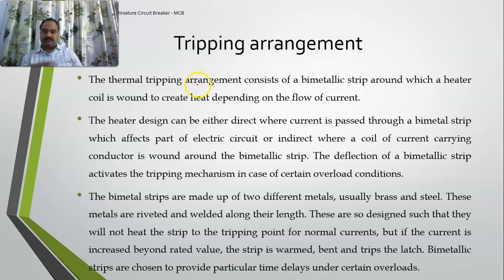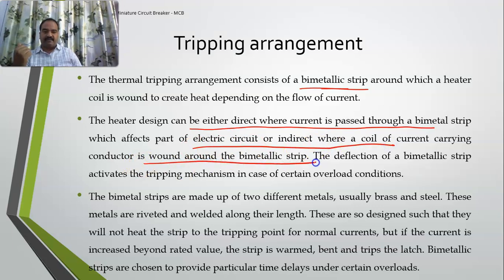Now, thermal tripping. Thermal tripping normally consists of a bimetallic strip, around which a heater coil is wound to create heat depending on the flow of current. The bimetallic strip consists of two metals which have different melting and boiling points, right? So based upon the temperature, they will take a direction. The amount of bending depends upon the heat developed there, or the temperature difference. The heater design can be either direct, where current is passed through the bimetallic strip, which is part of the electric circuit, or indirect, where a coil of current carrying conductor is wound around the bimetallic strip. In both cases, you will get the temperature increased or decreased.